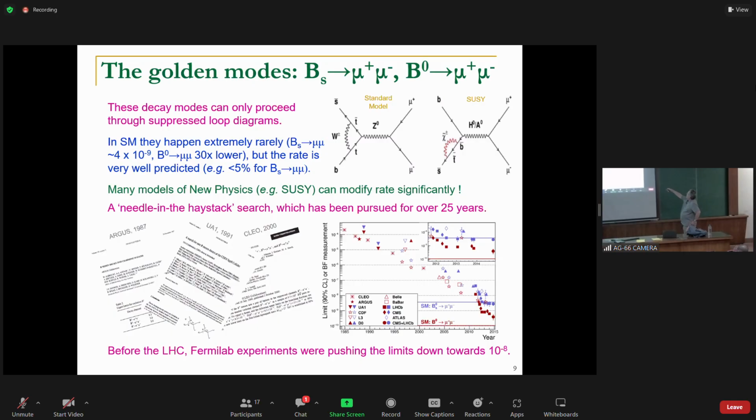So this process is suppressed through the fact that you need these higher order loops. It's suppressed through CKM elements. It's also helicity suppressed.